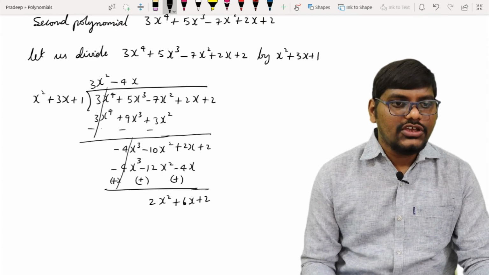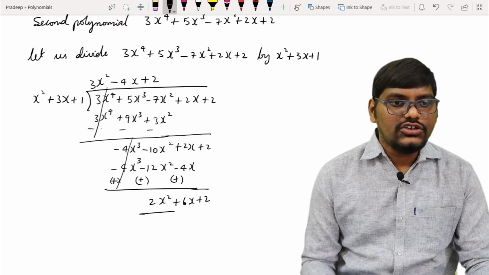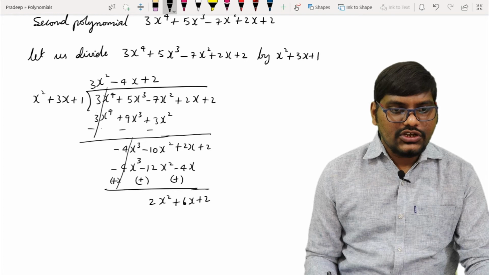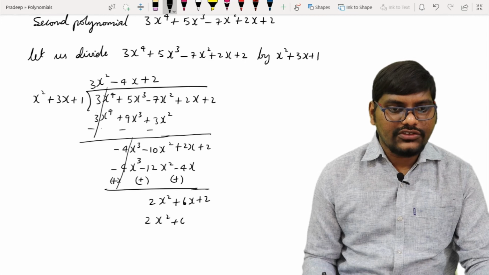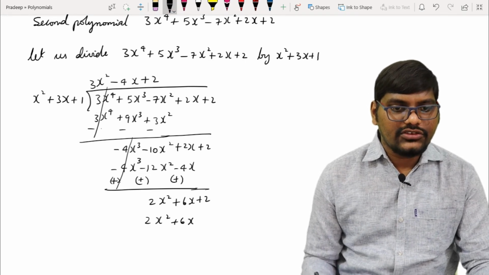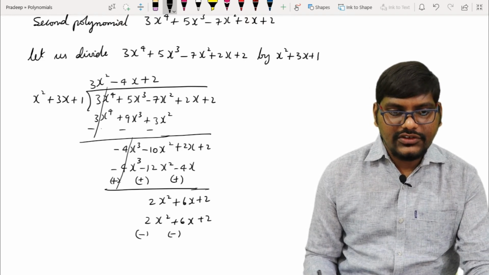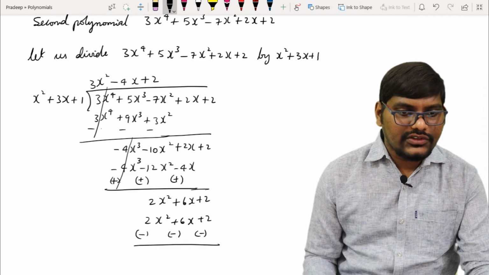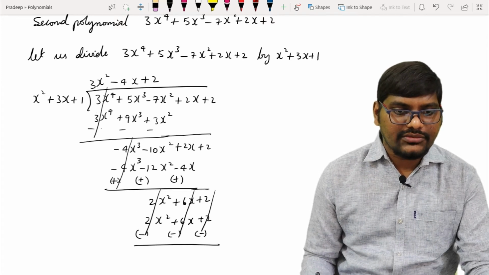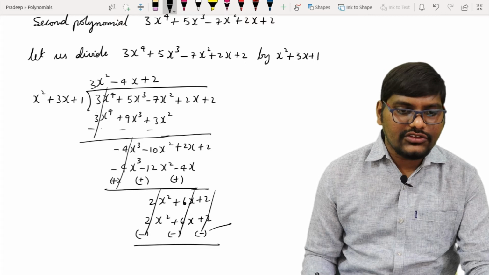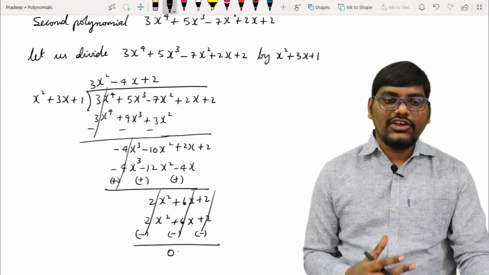So let's further solve this. This is x square, and here also we have x square, so I can take 2 as the value. x square into 2 is 2x square. Next, 3 into 2 is 6x. Next, 1 into 2 is 2. We change the signs to minus. Once we cancel everything, 2x square minus 2x square, plus 6x minus 6x, and plus 2 minus 2, the remainder we got is 0. So perfectly we got the remainder as 0.